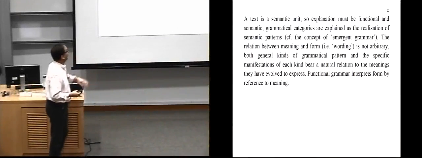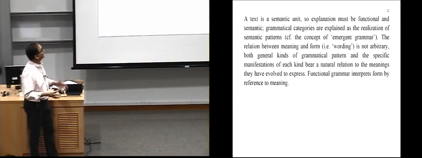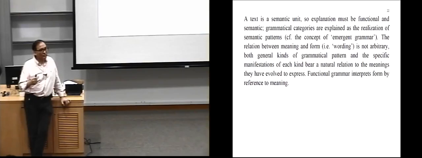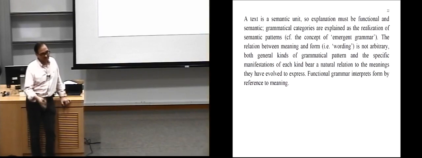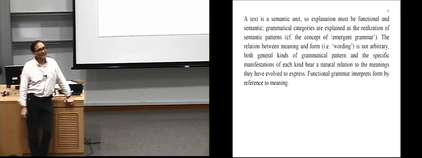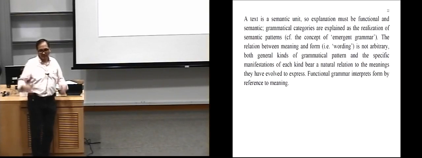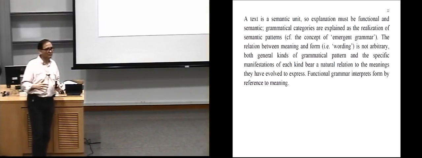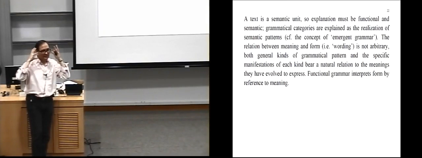Now, a text is a grammatical unit, I mean, it's also a grammatical unit, but it's a semantic unit. So the explanation has to be functional and semantic. So when we talk about text, and when Professor Halliday talks about wording in the book, what he really means is the cognitive categories of the people and their way of thinking. It's not really about the words. It's kind of confusing the way he writes it, because he talks about wording and he talks about words. The words you put together in a certain way are representations of the wording, what he calls the wording, which is our semantic categories.